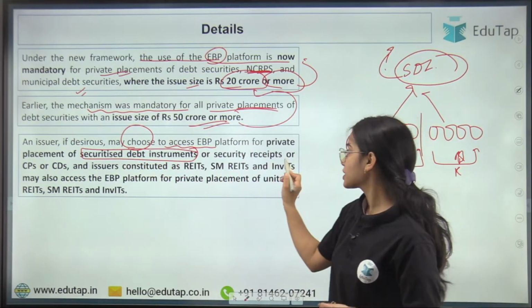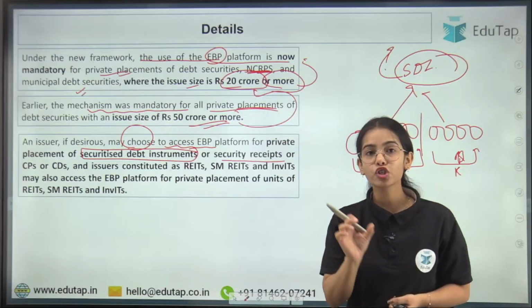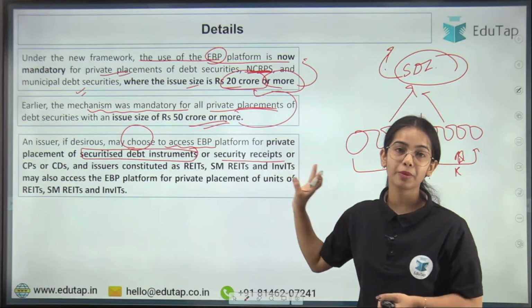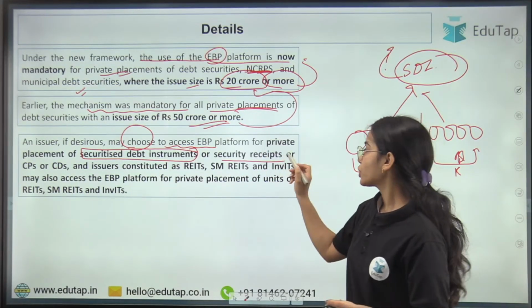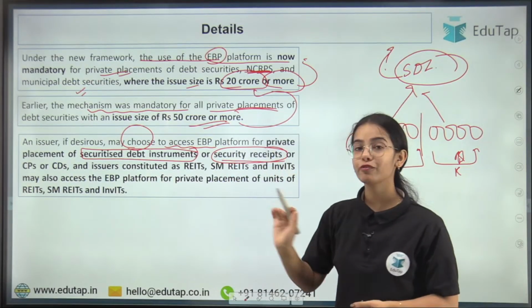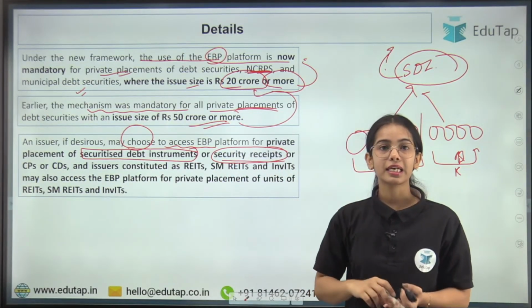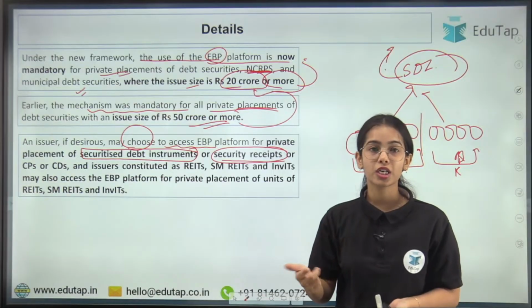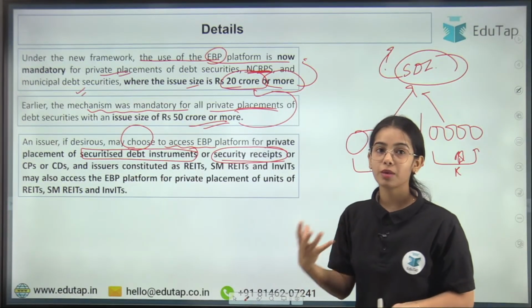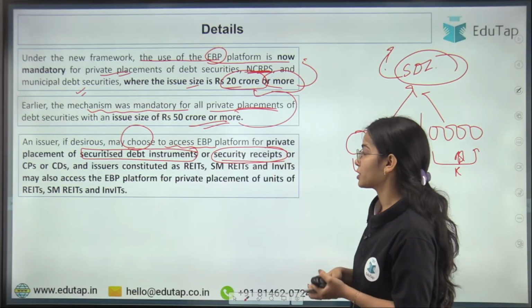Or security receipts. Security receipts are given by which companies? If you can tell me, I will be very happy to know that you are aware of it. So security receipts are issued by which companies? Is it asset management companies, asset reconstruction companies, the body corporates? Which companies actually release the security receipts? Okay.